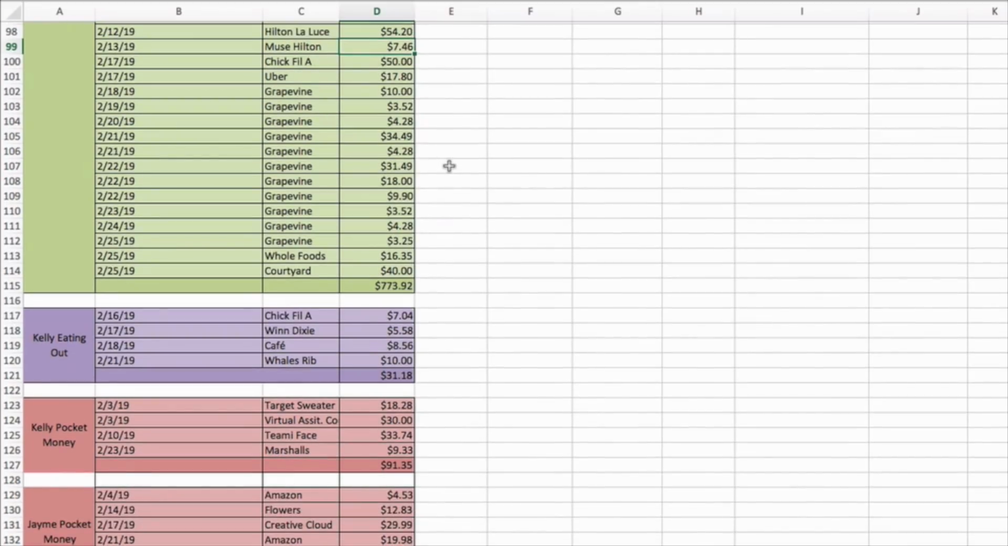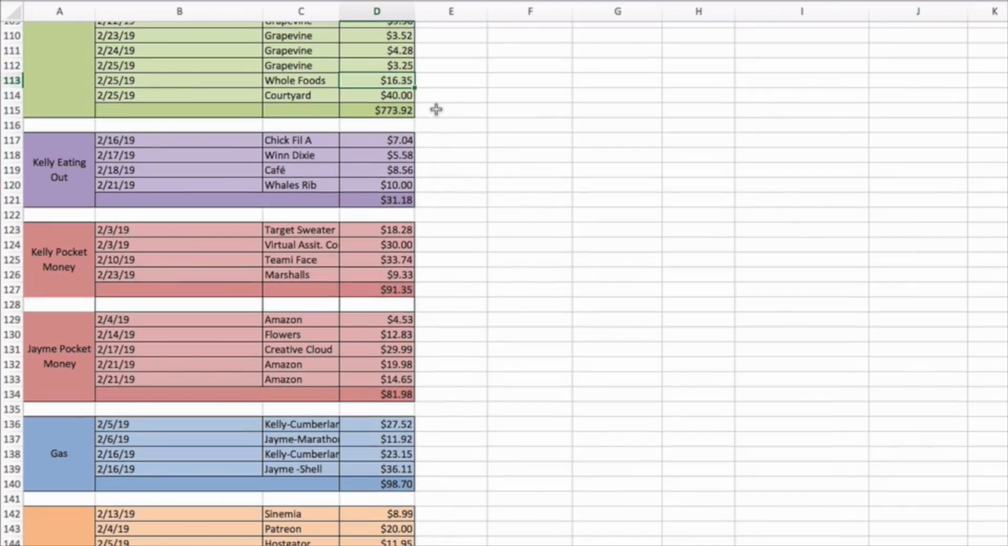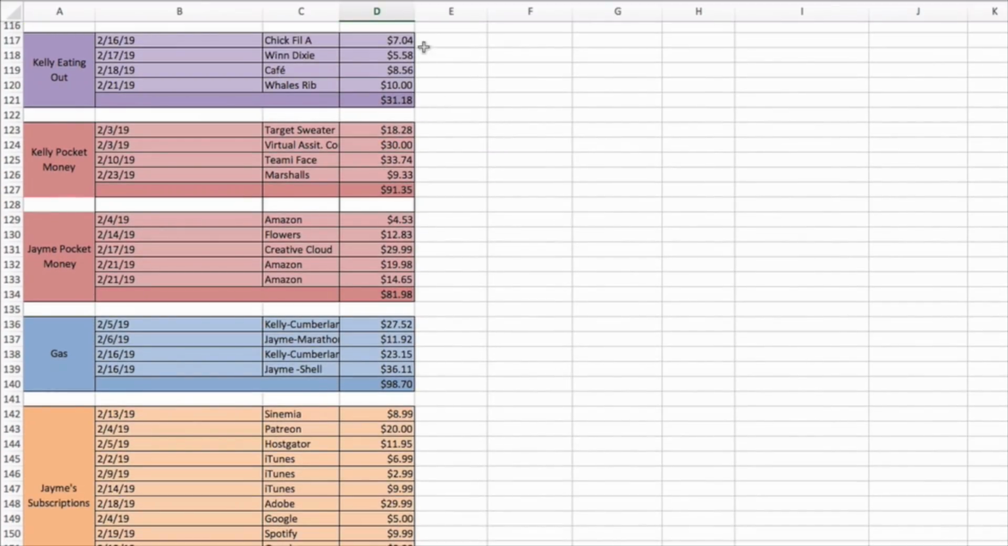A lot of times he has to eat at the hotel and it is pricier meals. So you can see 34, 31, 16, 18. So that all gets counted. So that was $773.92. Kelly eating out, Chick-fil-A, Winn-Dixie, Cafe, and then Whale's Rib. So that was $31.18.